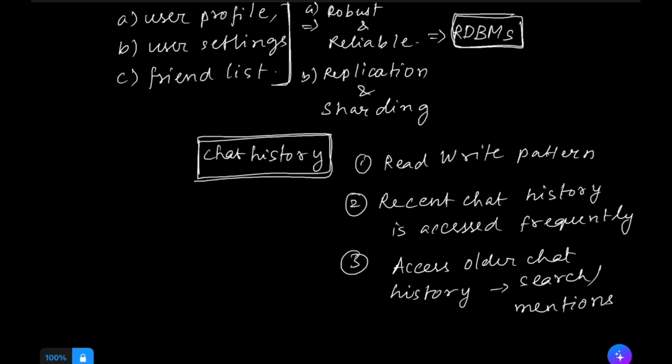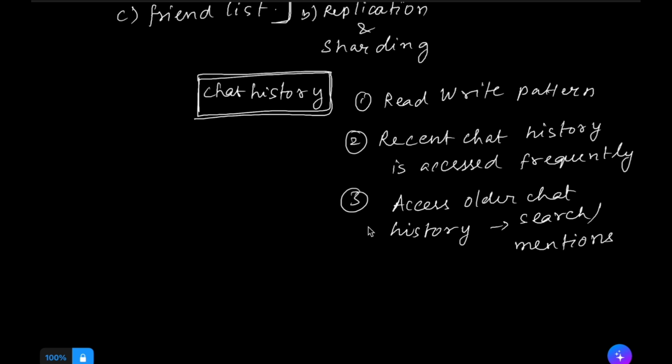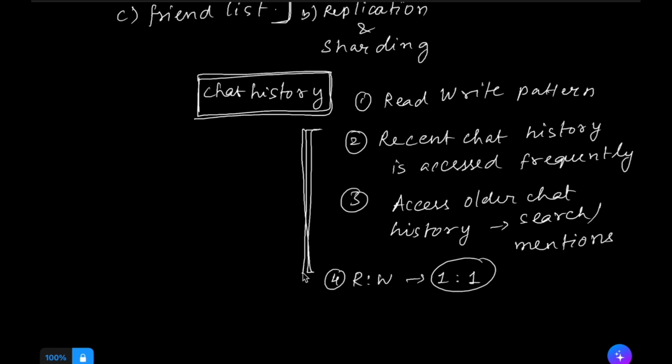So we need to store all of this data in our database in order to retrieve it fast, and the read to write ratio is almost 1:1 for 1:1 chat applications or group chat. So considering all these factors, we choose the key value store.